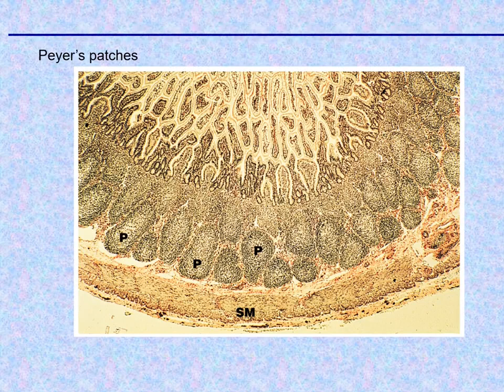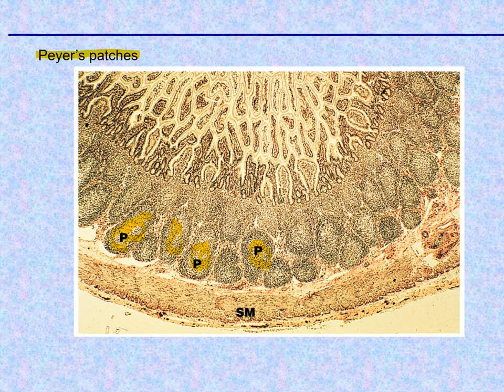Here's a cross section through a part of the ileum. It shows Peyer's patches. These are these lymphoid follicles here. This is mucosal associated lymphoid tissue. You know you're in the intestine because all of this are villi. Remember, again, it's not 2 dimensions, it's 3 dimensions.